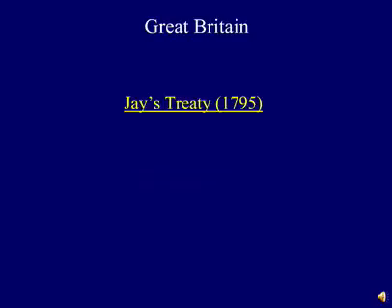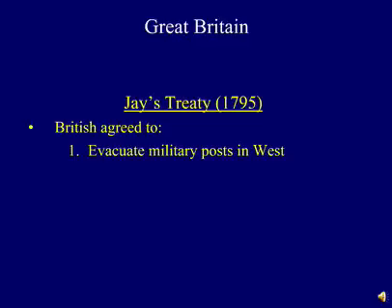To avoid war with the British, Washington sent Chief Justice John Jay to London. There he negotiated the terms of Jay's treaty, but was unfortunately unable to win many concessions. The British agreed to leave the military posts out west, and agreed to pay damages for the past seizure of American goods. However, they made no pledge to stop their actions in the future.